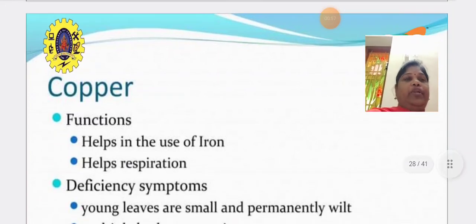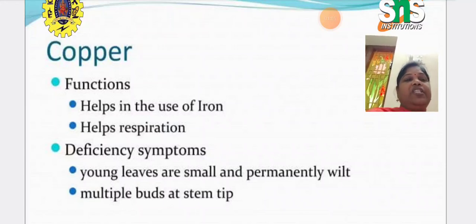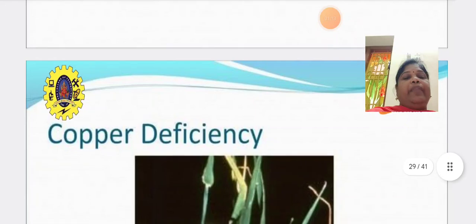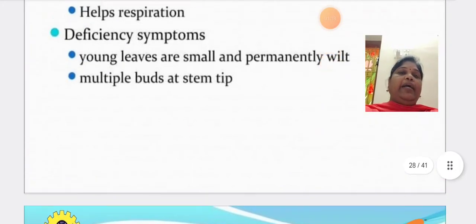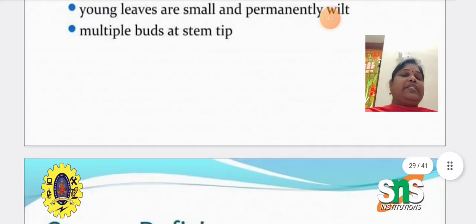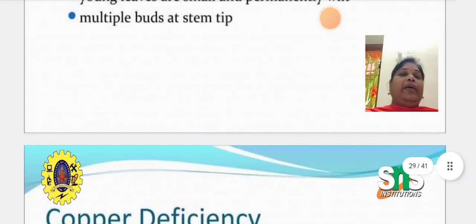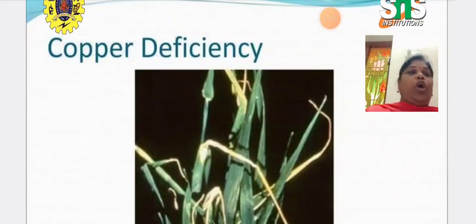Then another micronutrient is copper. The function of copper is that it helps in the use of iron and helps mainly in respiration. The deficiency symptoms are young leaves that are small and permanently wilted, with multiple buds at the stem tips. The picture shows multiple buds occurring at the stem tips. These are the copper deficiency symptoms.